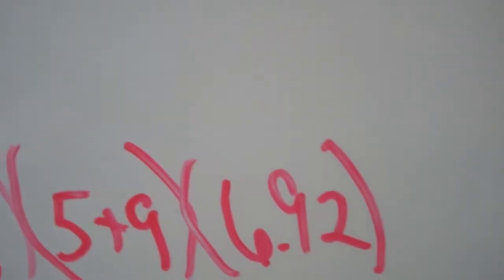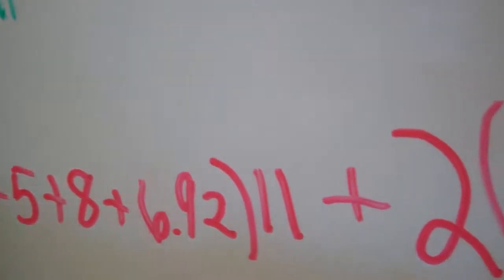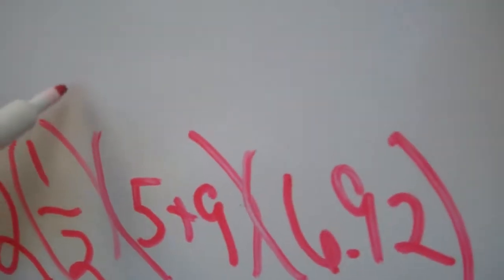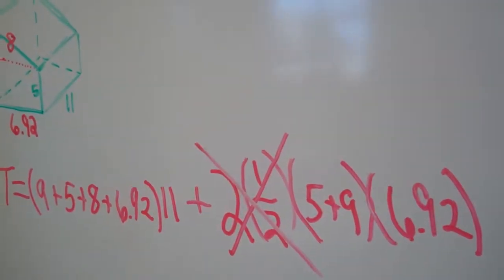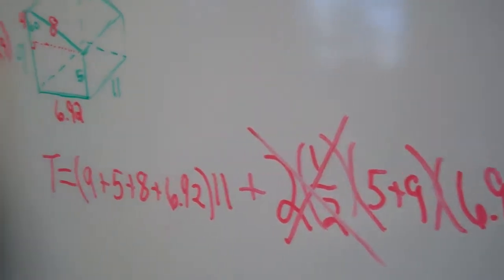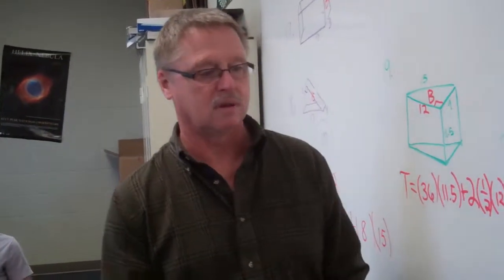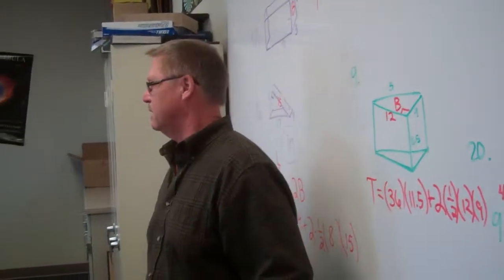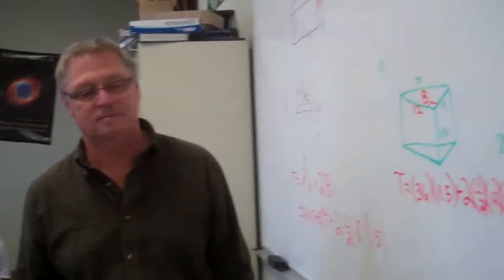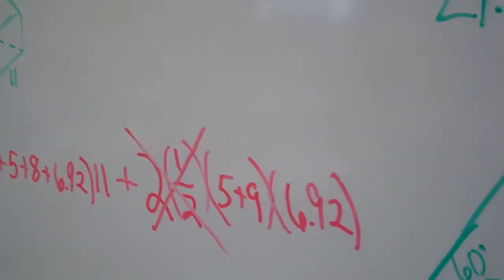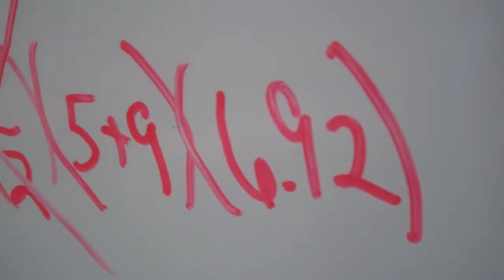Tell me what you think of this, Morgan. We have to do 2 times the area of the base, so we have to go 2 times 1/2. Can I just do this to save time? Yeah. Morgan says, don't be doing that 2 times 1/2 all the time. It's just a waste of your day. So it's going to be 5 plus 9 times 6.92. What's the answer? So it's 14 times 6.92 for the bases.